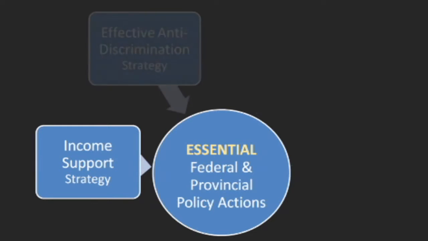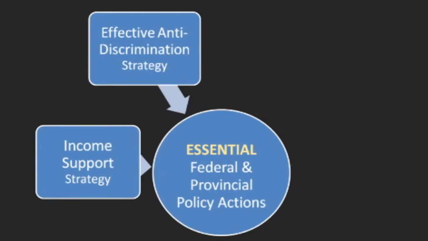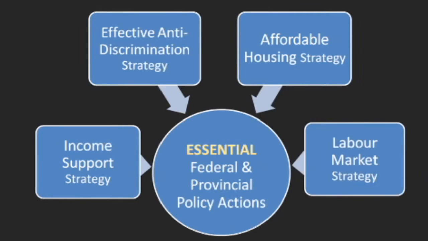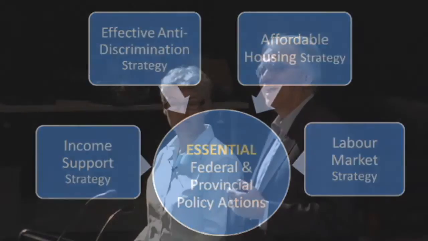Income support, effective anti-discrimination measures, affordable housing strategy, long waiting lists and very little of it being built, and a labor market strategy. In the 1970s, nobody talked about good jobs, bad jobs. You had a job. Bought a suburban house and a car and raised a family in the 50s and 60s into the early 70s, and that began to change.